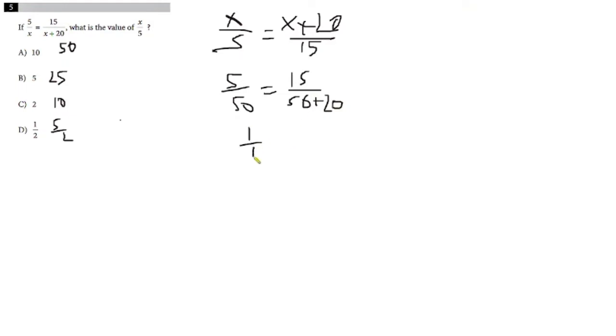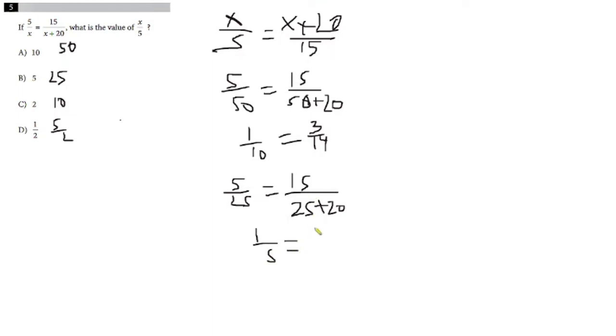So 1/10 equals 15/70, which is 3/14. This is clearly not correct. Maybe plug in 25. We have 5 over 25 equals 15 over 25 plus 20, which is 1/5, equals 15 over 45, which is 1/3, which doesn't work.